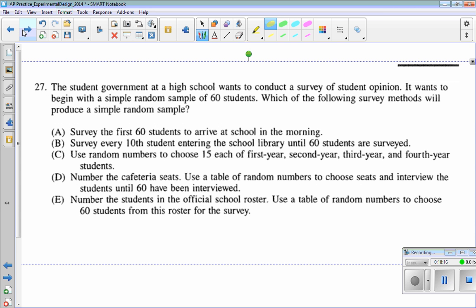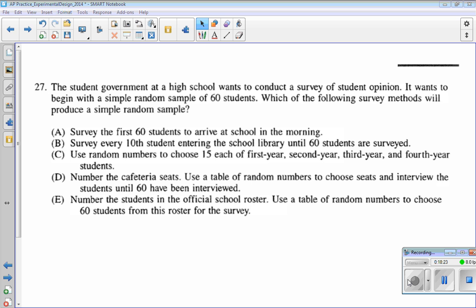Did you have a chance to look at that one yet? I'll pause the recording so you can look at it. All right, let's go through each one of these and decide what kind of sampling method they chose here. Survey the first 60 students to arrive at the school. What is that? Convenience sample. And you all know I can't spell that. To be fair, neither can I. Pretend it's right. It's convenient. Close enough.